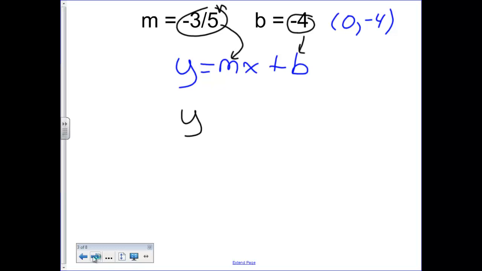So I'm going to write it as y equals -3/5 x. Instead of putting plus b, I'm going to put -4. And that's our equation, y equals -3/5 x minus 4. If we were to graph it, we would start at -4 on the y, and then we would go down 3 and to the right 5 to find the next point.